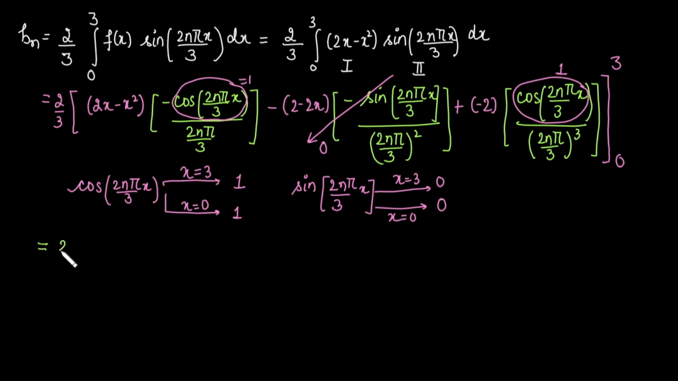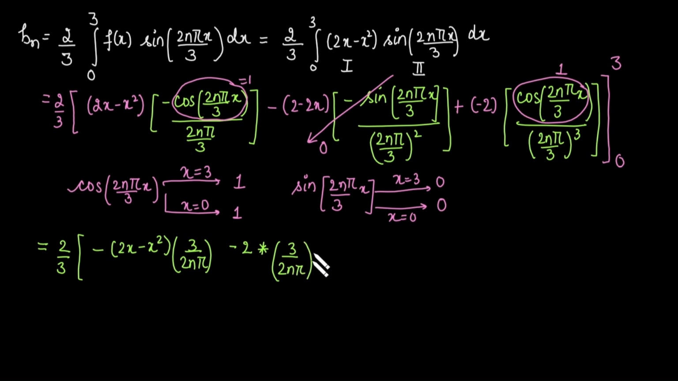This is equal to 2 by 3 negative sign of 2x minus x square. This quantity is 1. Now we can take this as 3 by 2nπ. Then over here minus 2. This is 1. It is multiplied by (3 by 2nπ) whole cube. Lower limit is 0, upper limit is 3. This is equal to 2 by 3.